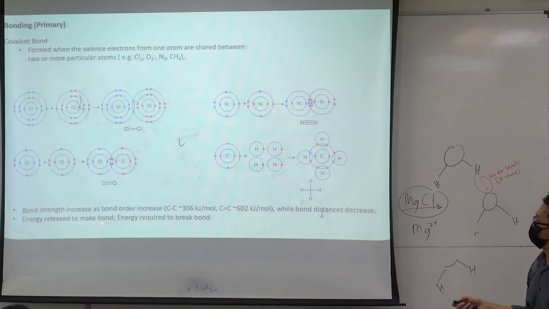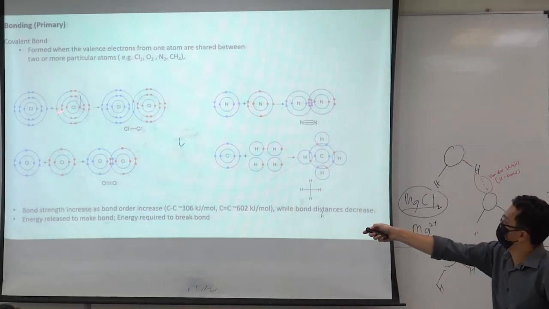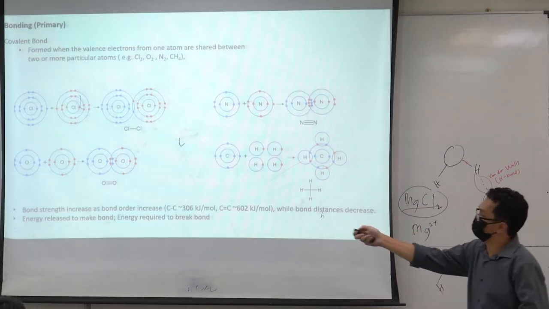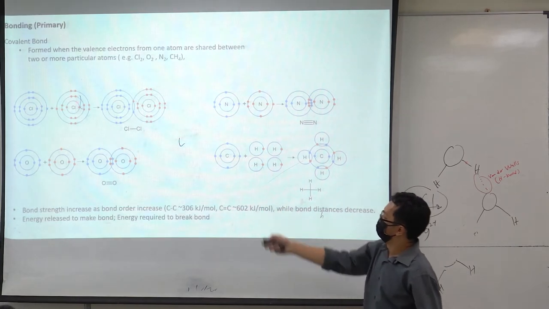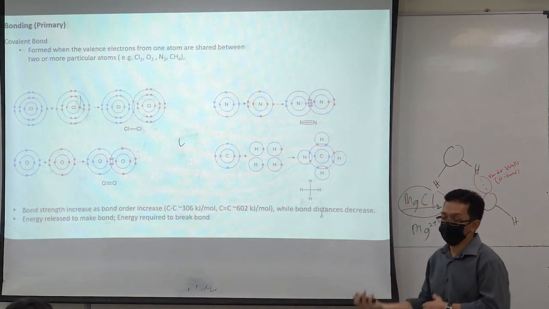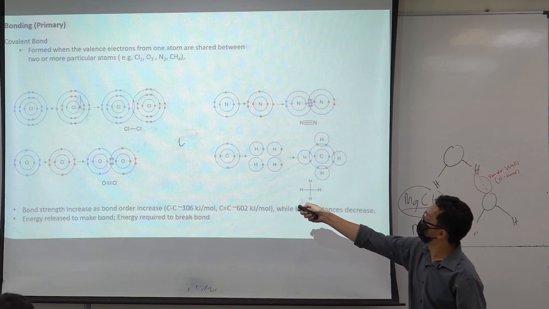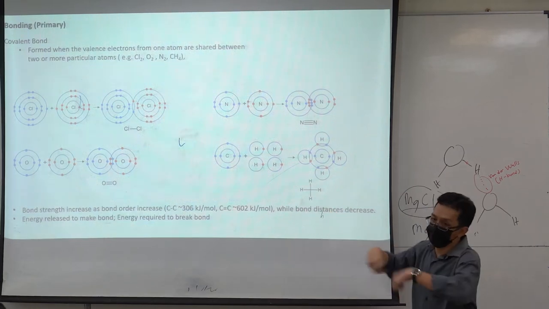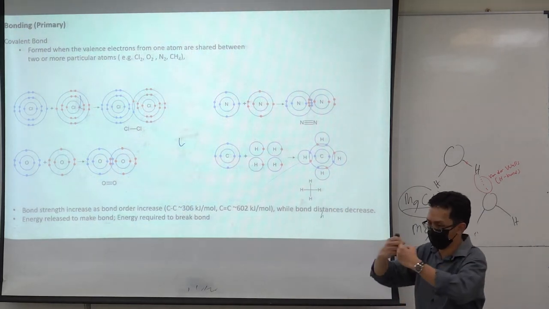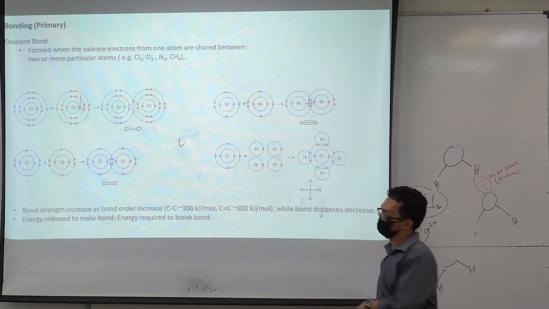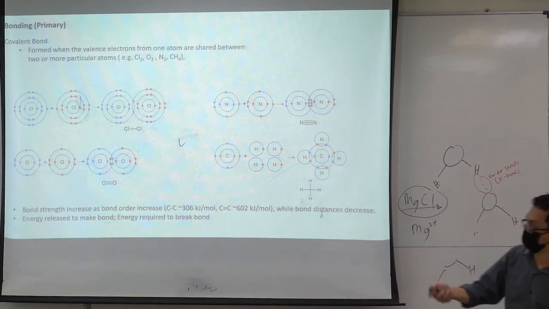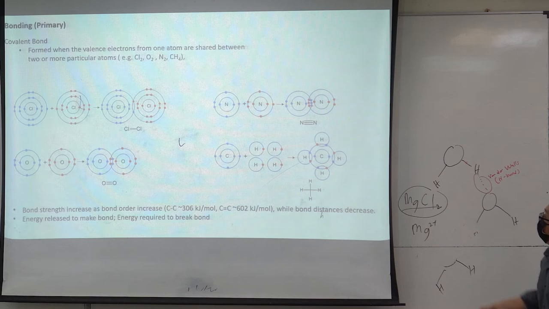Okay, energy released to make a bond. In order to make a bond like this, energy is released. Energy required to break a bond. To break this, energy is required. That's why it's very hard to break a covalent bond. You need to heat it and so on. Only then will it break.